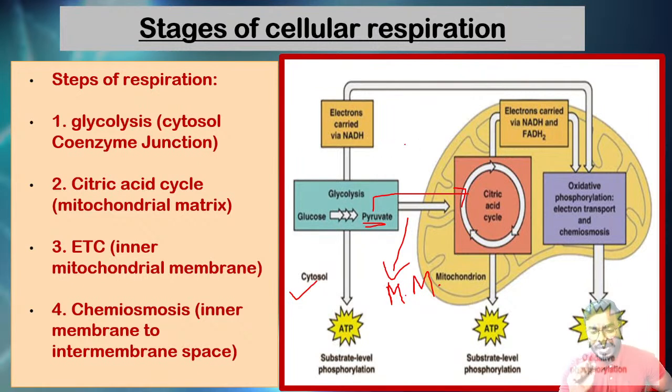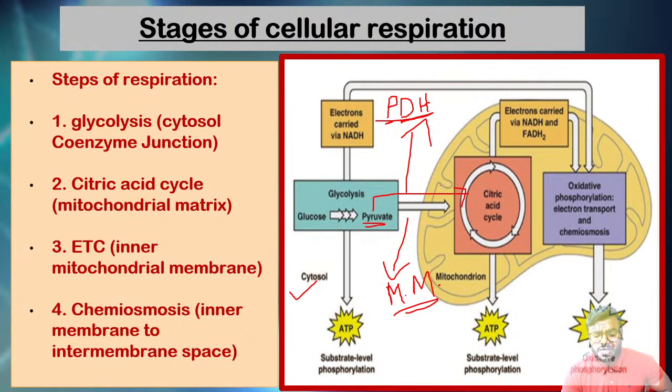Now the question is why? The reason is very simple. If the pyruvate wants to be converted into acetyl-CoA, there will be a requirement of an important enzyme complex. What is the name of that important enzyme complex, friends? We call it PDH, pyruvate dehydrogenase complex. So where is the pyruvate dehydrogenase complex present? In the mitochondrial matrix. That's why the conversion of pyruvate to acetyl-CoA happens there.